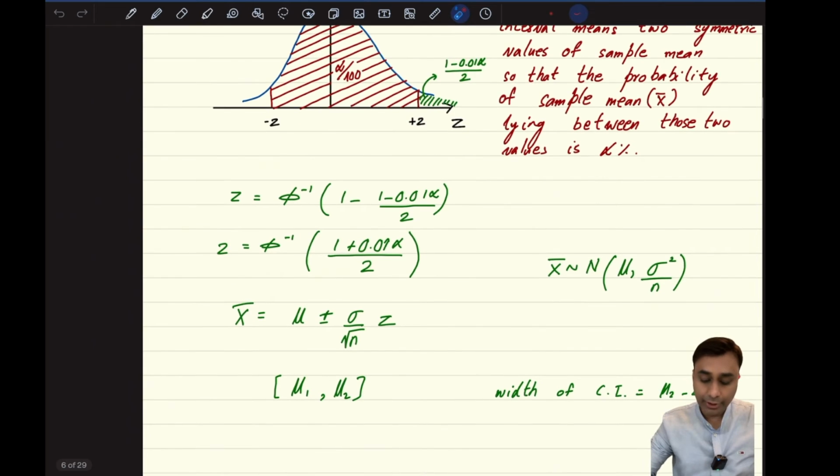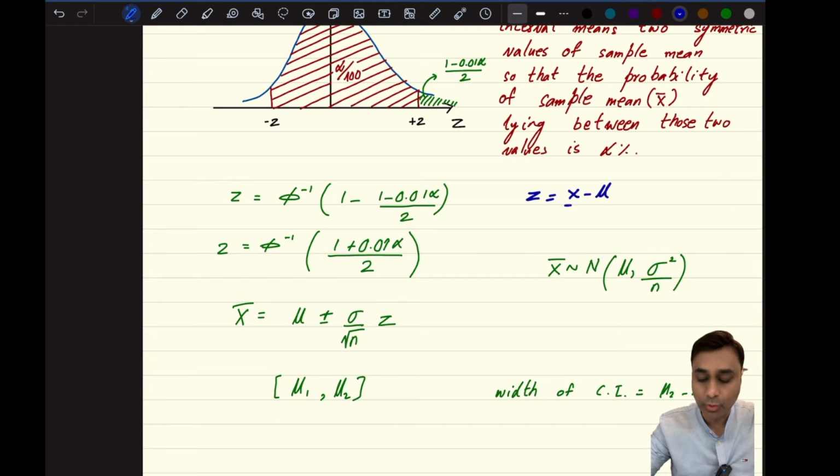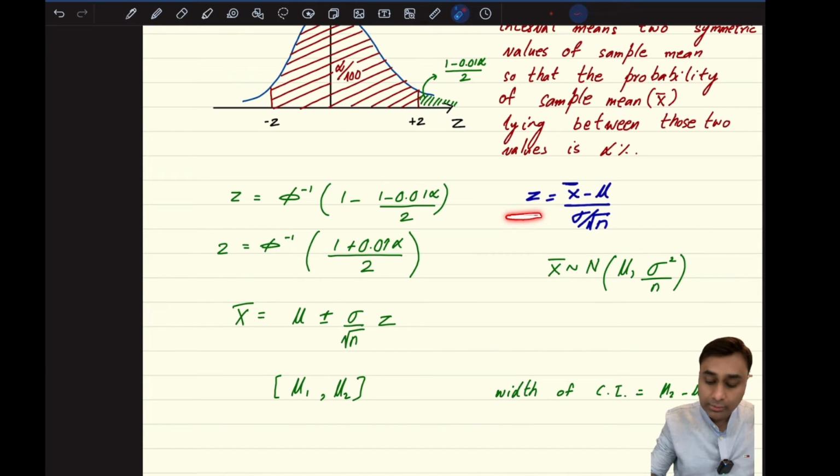And once you get the Z value, this is your formula for the confidence interval. Basically, this formula comes from the very original formula, which is Z equals X minus mu over sigma. In case of the sample mean, it becomes X bar, and this becomes sigma over root n. So if you rearrange this formula, this is what you get: X bar equals mu plus minus sigma upon root n into Z. Why plus minus? Because if you're looking for a confidence interval, you would be looking for two values of X bar, the lower limit and the upper limit.